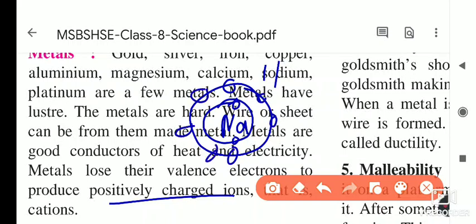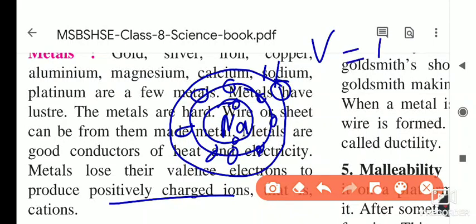And so 2 plus 8 is equal to 10, and the last one remaining is present in the outermost orbit. Sodium has only 1 electron in the outermost orbit, which means its valency is 1. To obtain an octet, it is better for this sodium to donate 1 electron instead of taking 7 electrons. That is why this 1 electron is donated, which means metals lose their valence electron.